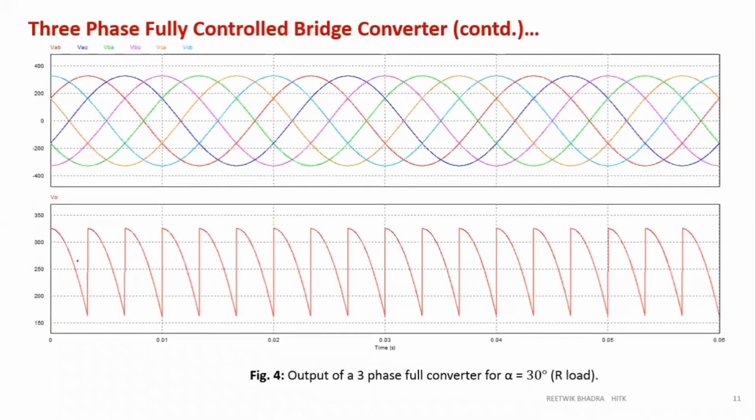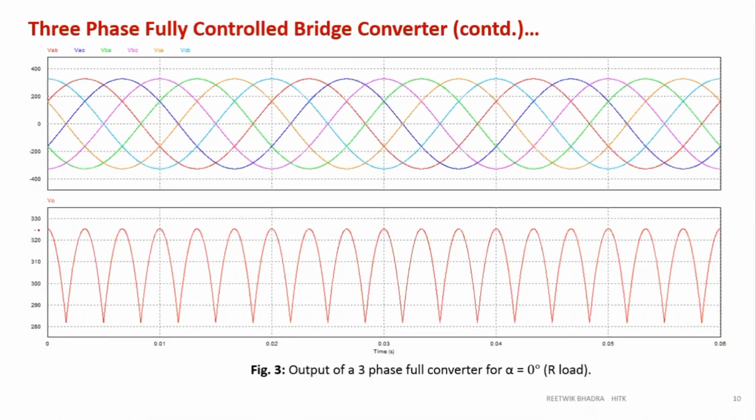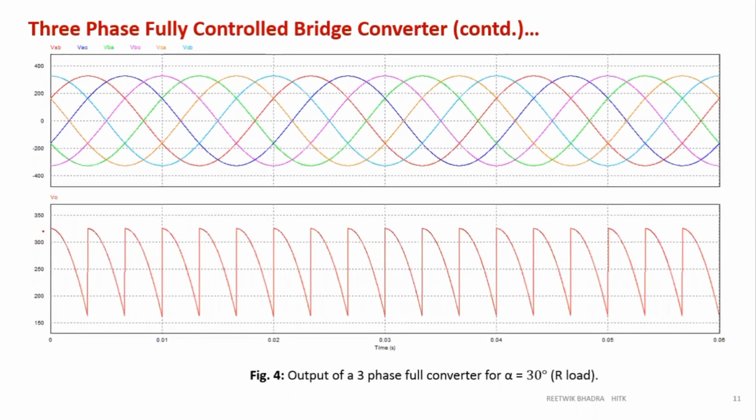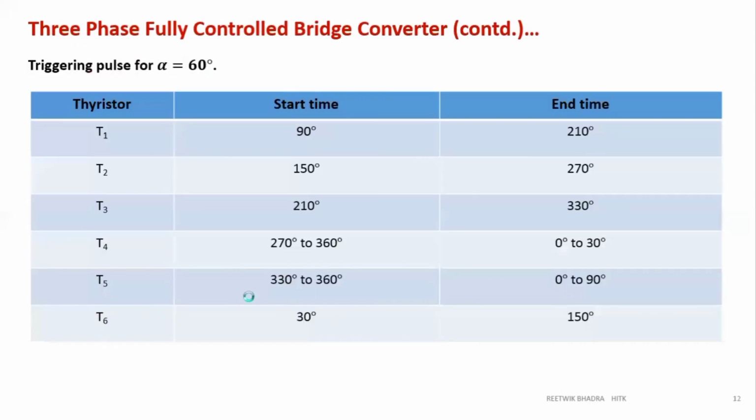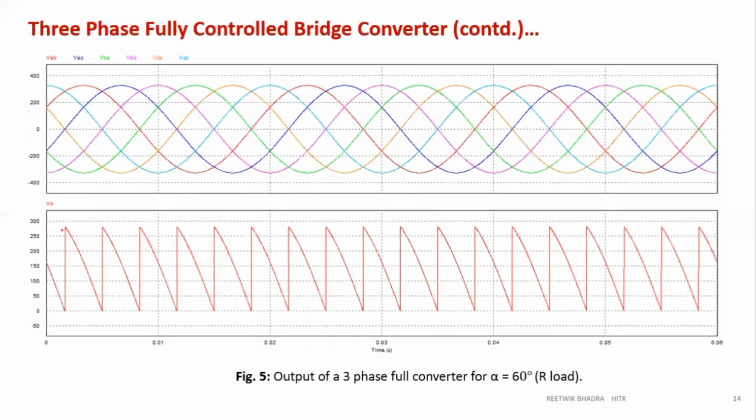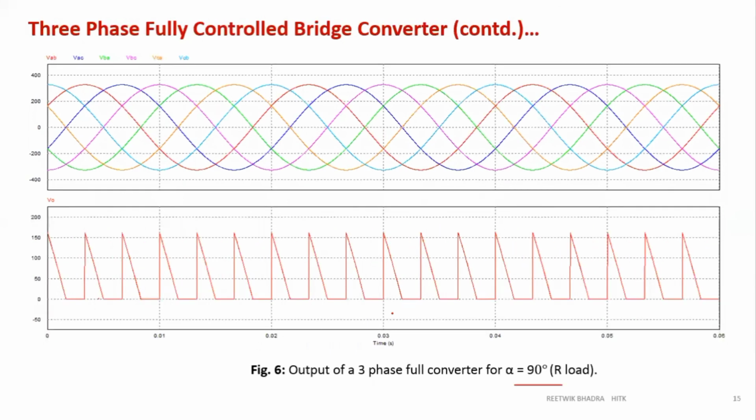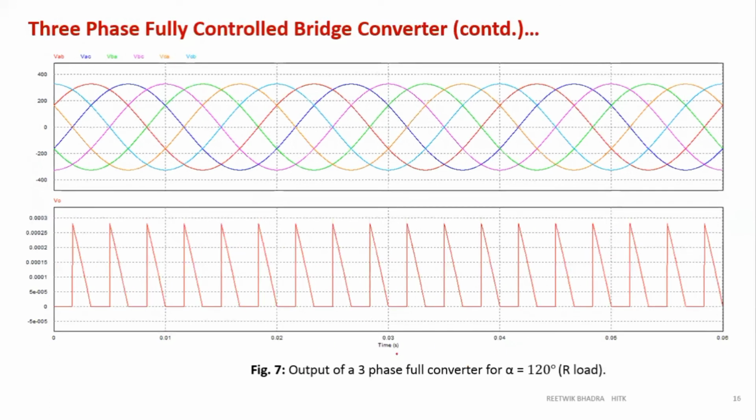I'm taking 0 degree. This is 0 degree. What is my magnitude over here? Around 325. It is close to 320, above 300 at 30 degree. For 60 degree, it decreased. It has come below 300. For 90 degree, it decreased below 200, close to 150. For 120 degree, it has become close to 0.